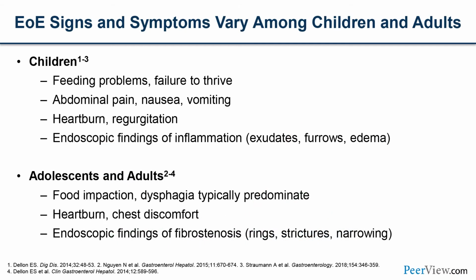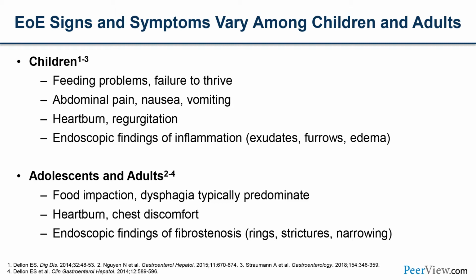When we think about the clinical presentation, the signs and symptoms vary in children and adults. In children, the symptoms tend to be very nonspecific. So you have things like feeding problems, failure to thrive, abdominal pain, nausea and vomiting. These are in the youngest kids. As they get a little bit older, you may have heartburn, regurgitation, maybe some chest discomfort. And when you do the endoscopy, you tend to have more inflammatory findings. So you see edema and congestion of the esophagus, white plaques and exudates, and linear furrows.